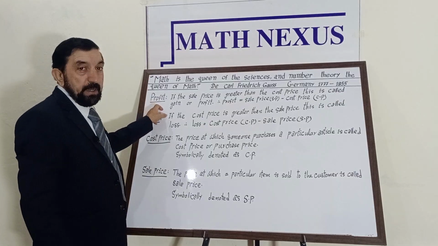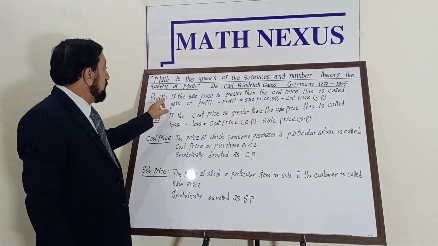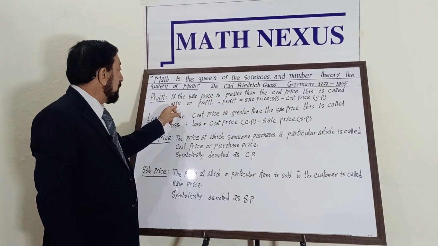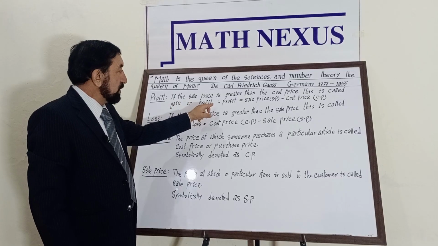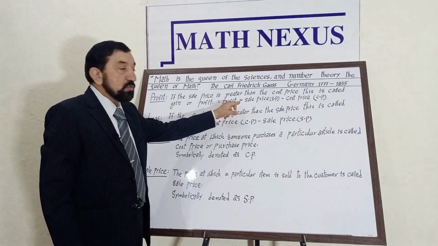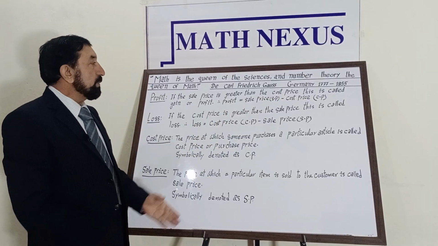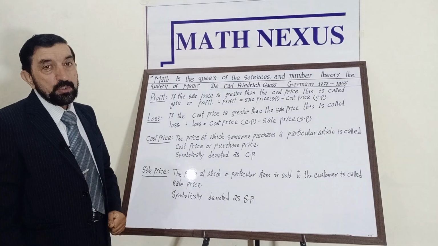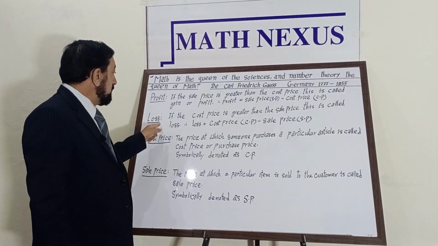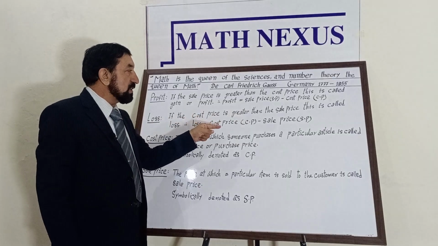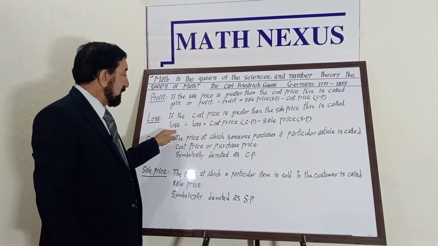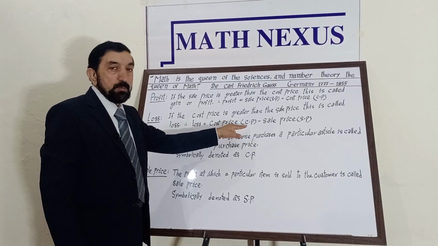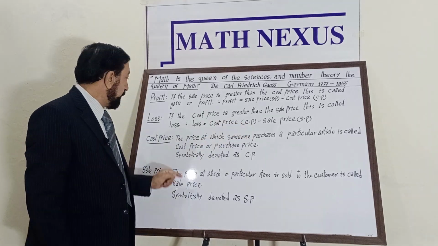First of all, we define profit. If the sale price is greater than the cost price, this is called gain or profit. Therefore, profit is equal to sale price, denoted by SP, minus cost price, denoted by CP. Loss: if the cost price is greater than the sale price, this is called loss. Therefore, loss is equal to cost price CP minus sale price SP.